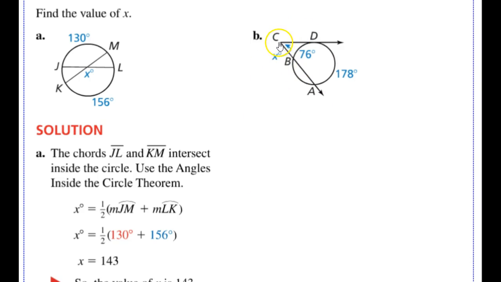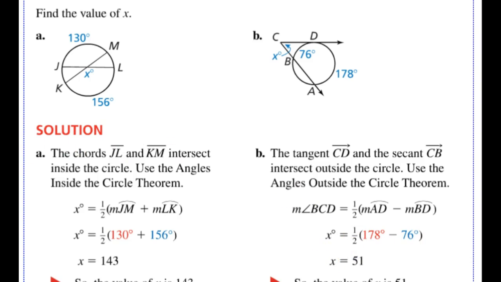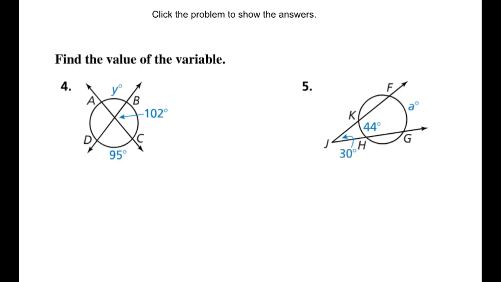So here my lines intersect outside my circle, okay? So since we're outside the circle, I know I'm going to be subtracting. Here when we were inside the circle, I add. Outside the circle, I subtract. So I take the arc furthest away minus the arc that's closer and divide by 2. Right? Arc that's further away minus the arc that's closer and divide by 2. So it's a 51-degree angle. That's the biggest thing you need to remember, is that inside I add, outside I subtract. So now here's a couple for you to try.